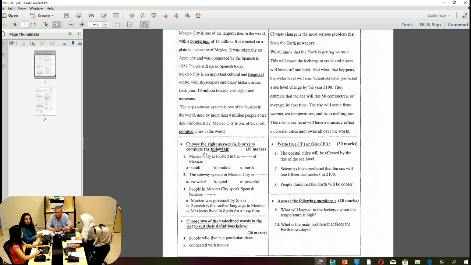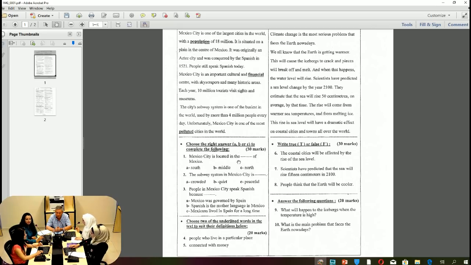We have three statements, and the students have to decide whether these statements are true or false. So they have to write T for true and F for false, or tick or X. Anything that shows that this is true and this is false is accepted. But it must be clear. Some students write both signs in one answer, so it needs to be clear, yes.